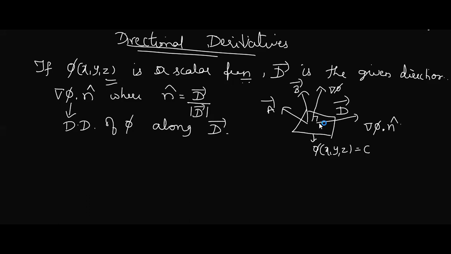We have considered it, no? What is gradient of phi? It is nothing but a vector which is normal to the surface, perpendicular to the surface given by this equation. So even gradient of phi you have verified. It's a vector quantity, correct? And this vector is perpendicular to the surface.